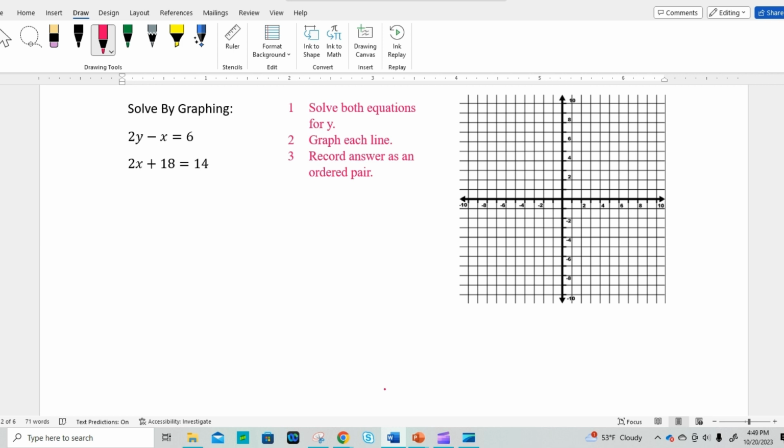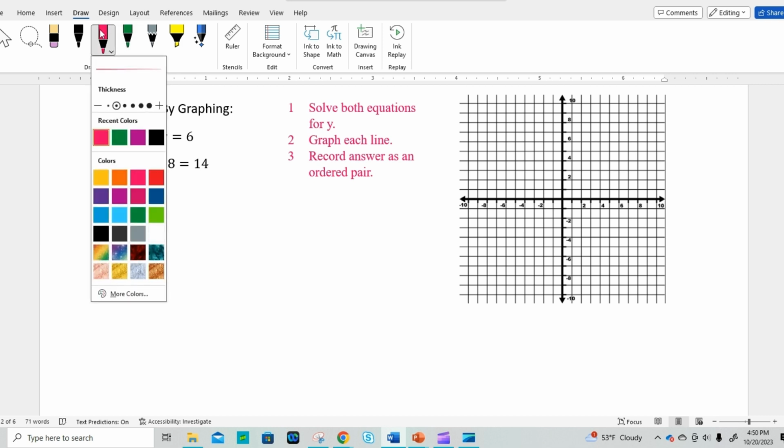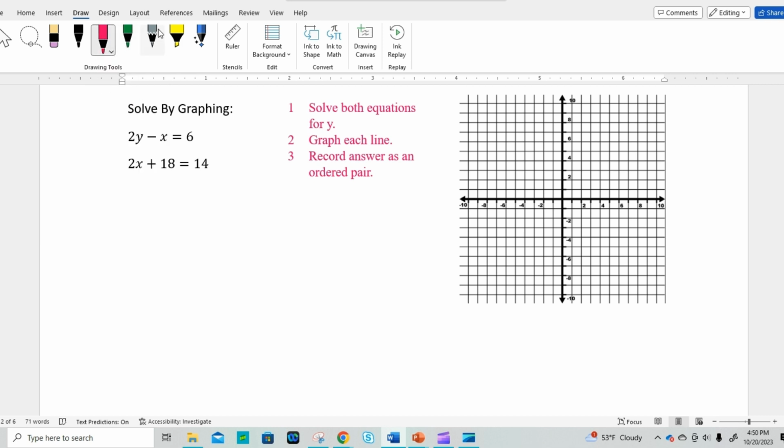So I've got my two equations. 2y minus x is equal to 6, and 2x plus 18 is equal to 14. And I have my instructions here too. So solve both equations for y, graph each line, and record each answer as an ordered pair. So I'm going to do basically the same thing that I did the last time. I'm going to solve each equation for y, and then we're going to graph both equations on the same graph.